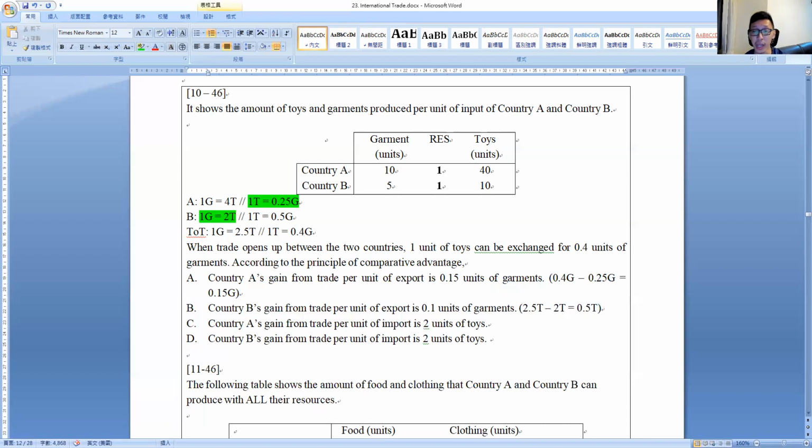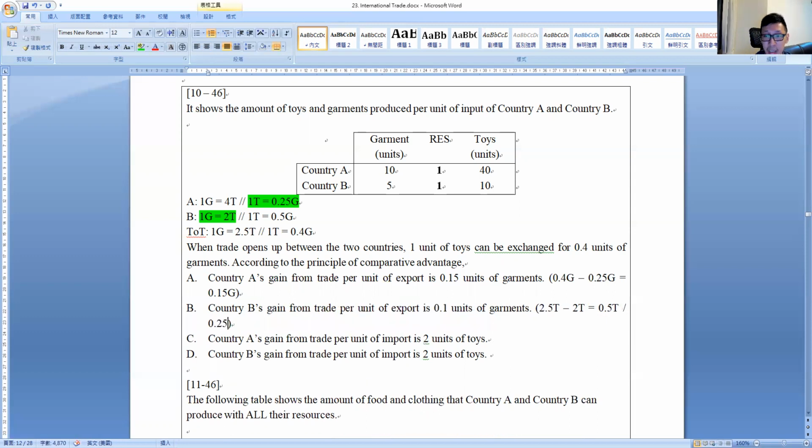But some of you might say, hey, Mr. Chen, we are talking about garment, we are not talking about toy. So is there a way to convert the numbers into garment? Yes, but let's do it later in our final video when we talk about the advanced questions. But let me tell you, after doing the conversion, this is still wrong. Actually, it would equate to 0.25 garment.